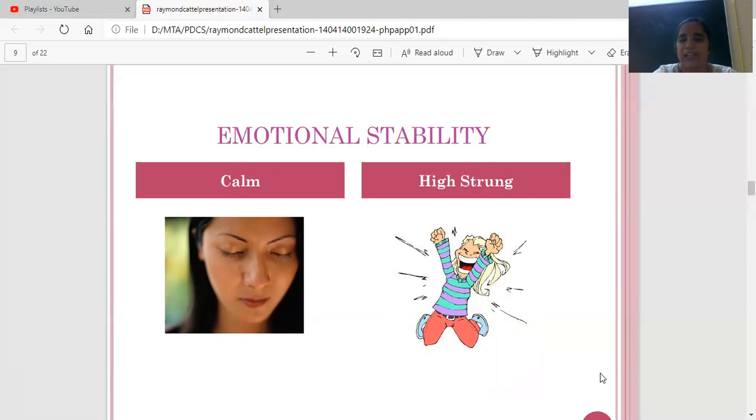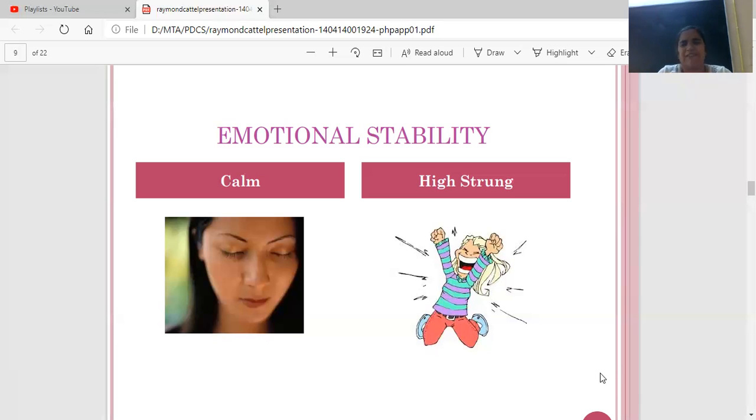Even if the tension is there, you can't make it out on his face. That person is calm and strong. Some people react to anything small, up and down in their life, a small yes or no, a small quarrel, and you can make it out on their face. They are very expressive, high-strung people.